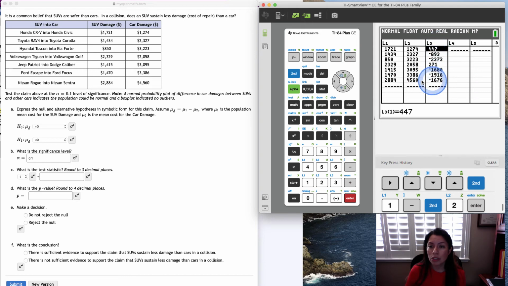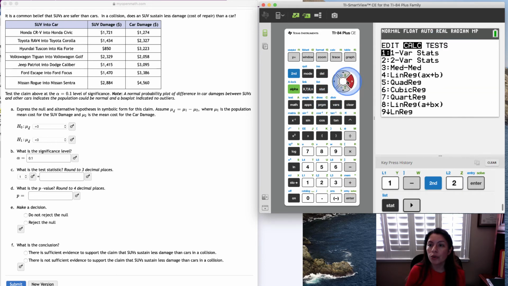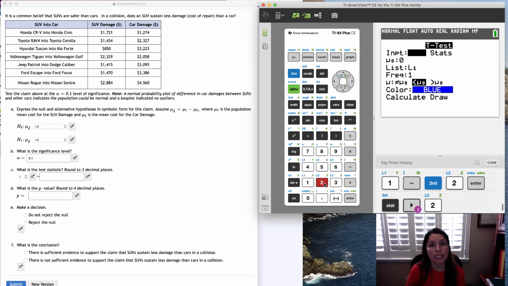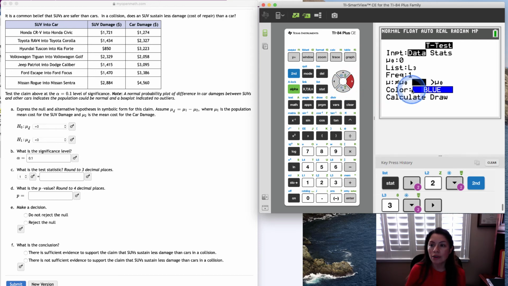The next step is to go to Stat, go to Test, and because we're doing a hypothesis test with dependent means, we actually use a one sample t-test because we're only testing against the difference. The list we want to run is not L1, not L2, but the differences, and that was L3. So second 3 will get L3 in there. We had a left tail test, so choose left tail, and just go ahead and calculate.